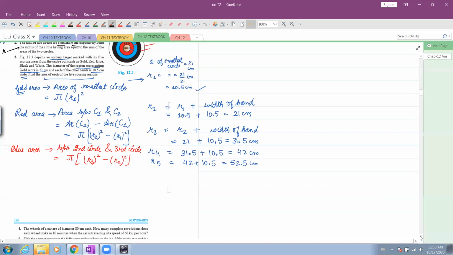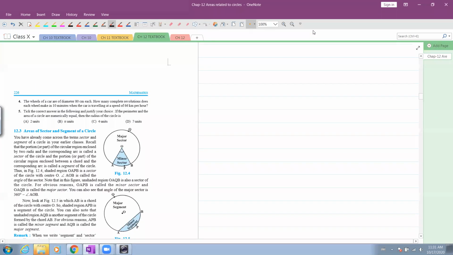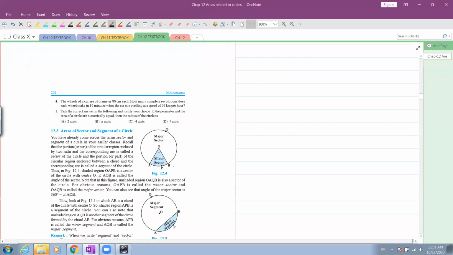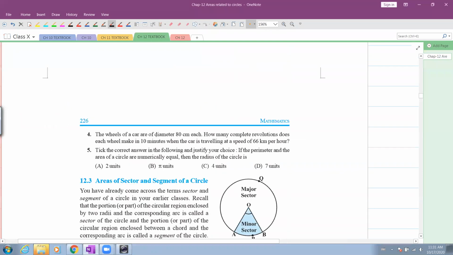Question number 4. Okay, you're calculating the answers side by side. That's good. Question number 4. The wheels of a car are of diameter 80 centimeters each. How many complete revolutions does each wheel make in 10 minutes? You have been given that the car is traveling at a speed of 66 kilometers per hour. The first thing we want to do is find out the distance covered by the car in 10 minutes.